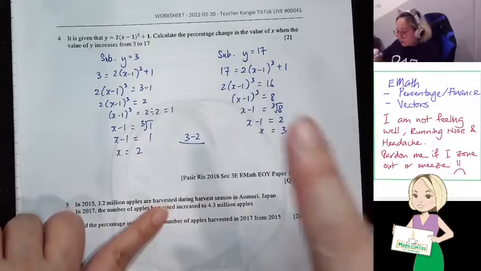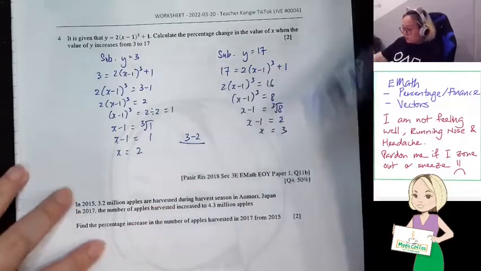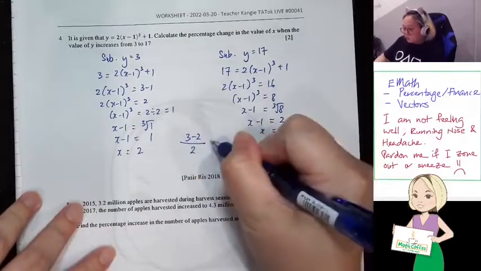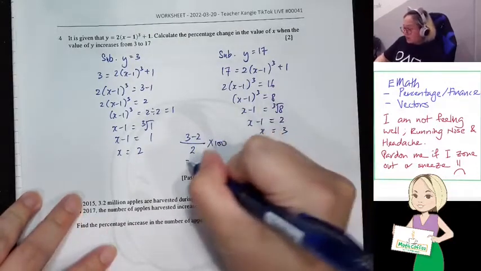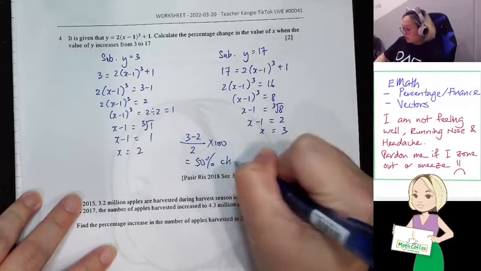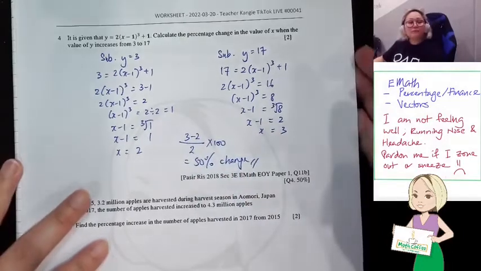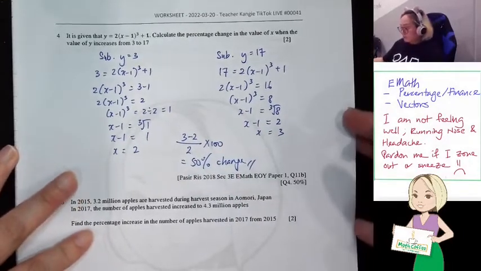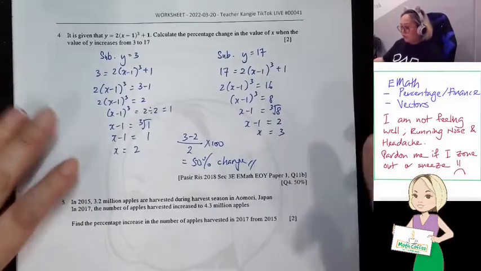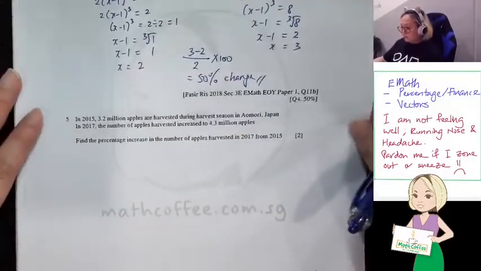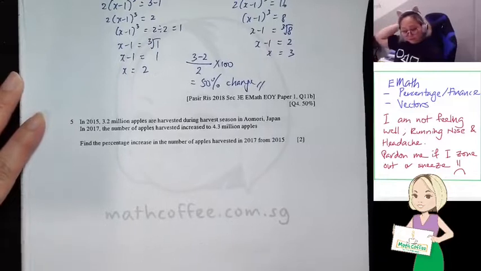It's always over the old one. So it will be 1 over 2. Then after that, I multiply by 100, and it is 50% change. Done. Okay, so that's for question 4. Let's move on. Question 5.